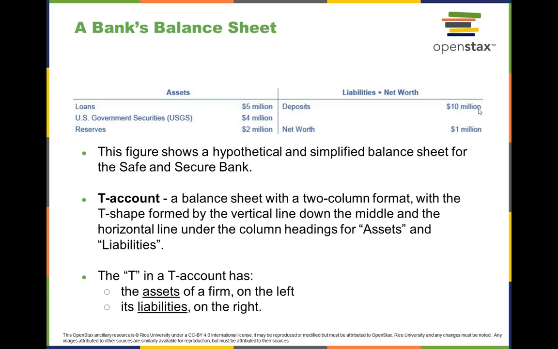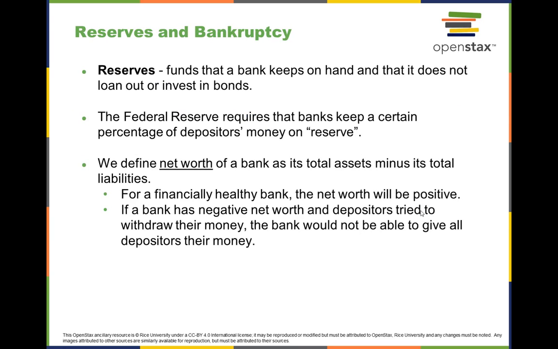Deposits, $10 million that people have put into the bank, that is their liability. So there we can see if we add up 5 and 4 is 9 and 2 is 11, and they have deposits of $10 million, so their net worth is $1 million. Reserves are funds the bank keeps on hand and does not loan out or invest in bonds. Usually that is determined by the Federal Reserve through setting what is called a reserve requirement or reserve ratio, where they say that you have to keep a certain amount of money in the bank, usually a certain percentage.